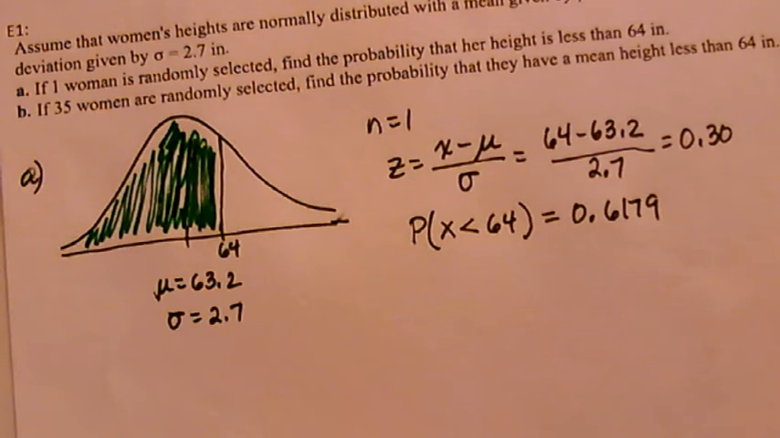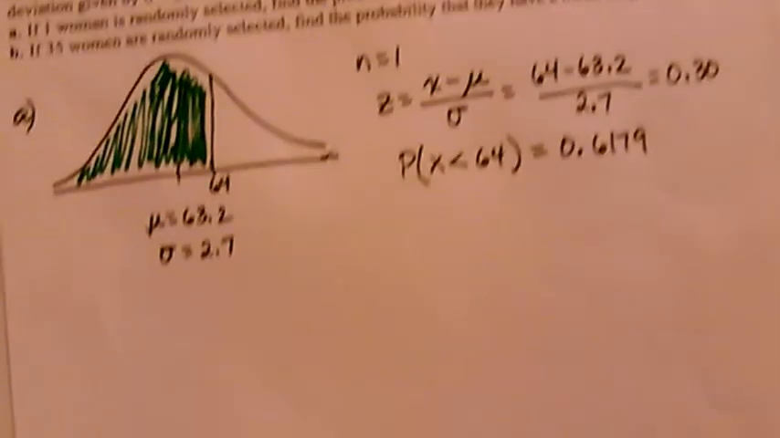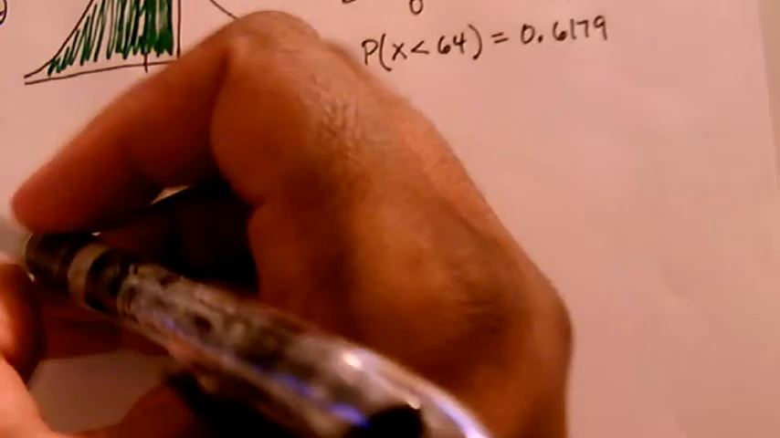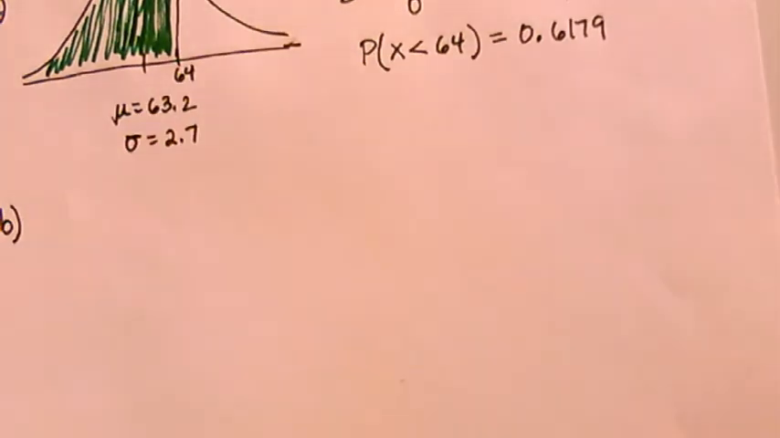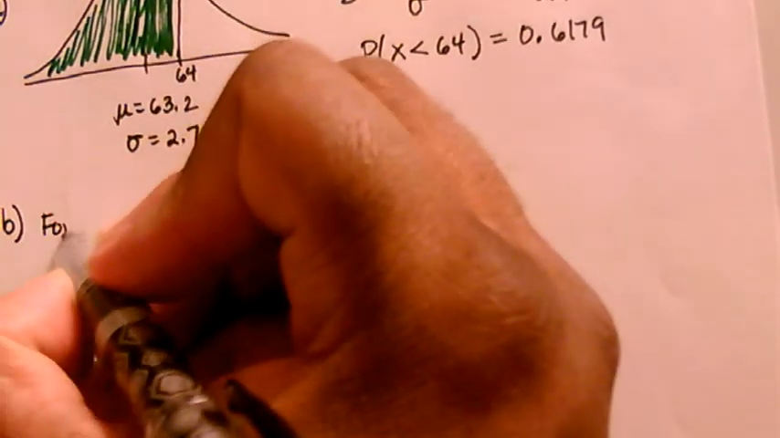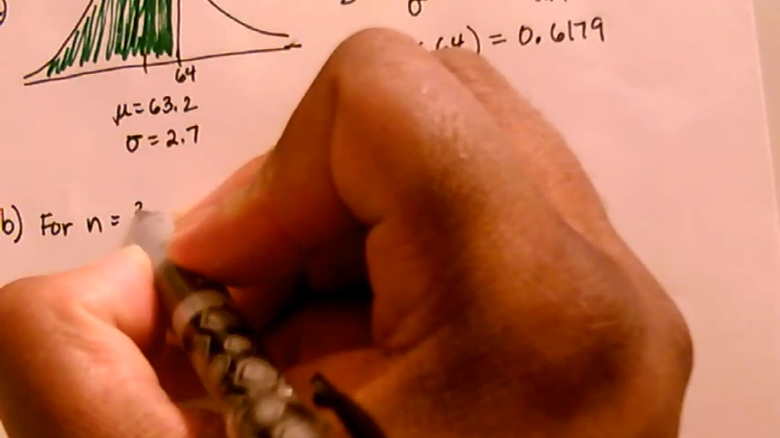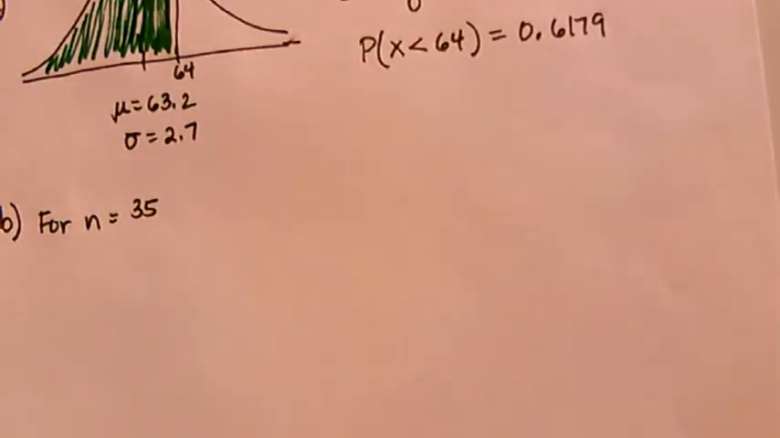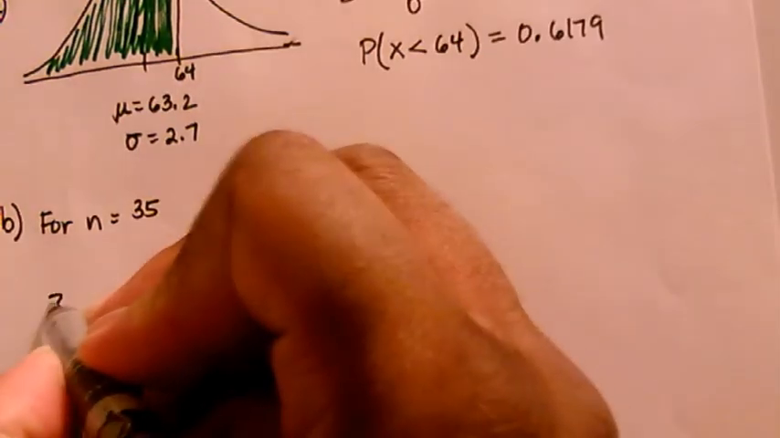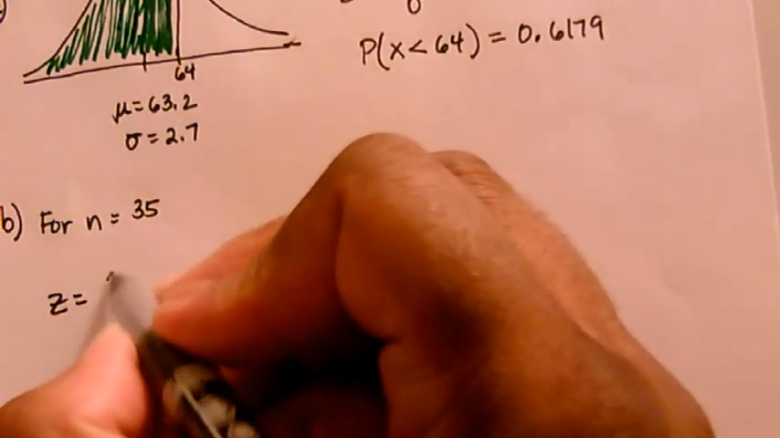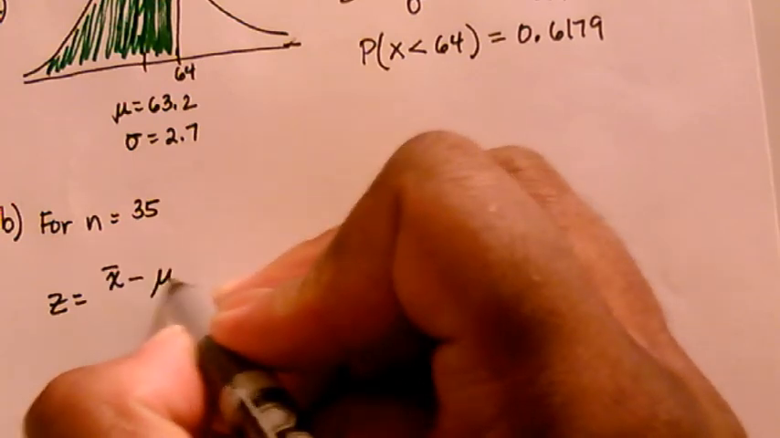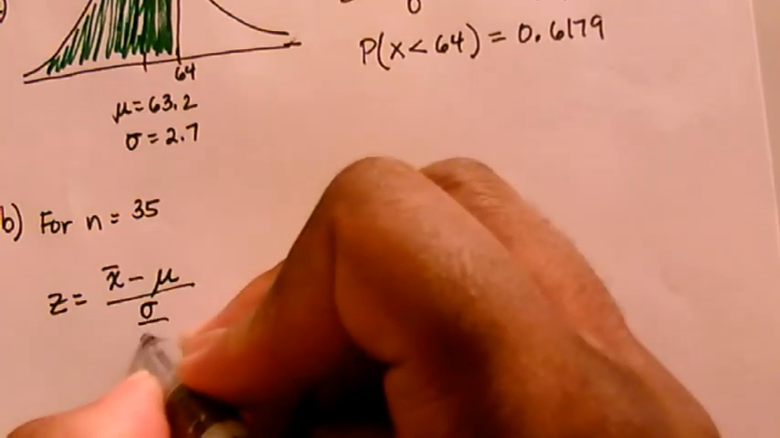Now part B is this. If 35 women are randomly selected, find the probability that they have a mean height less than 64 inches. Okay, so now this is going to be for n equaling 35. So now we're going to convert that to a z-score. This time we're going to use a different formula. Z is equal to x bar minus mu divided by sigma over the square root of n.